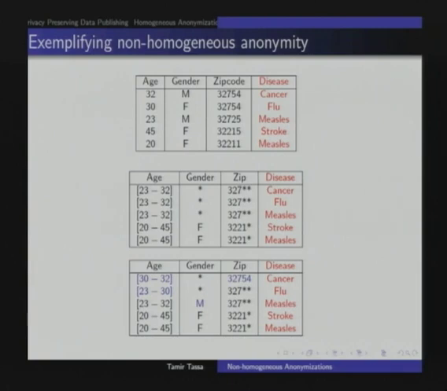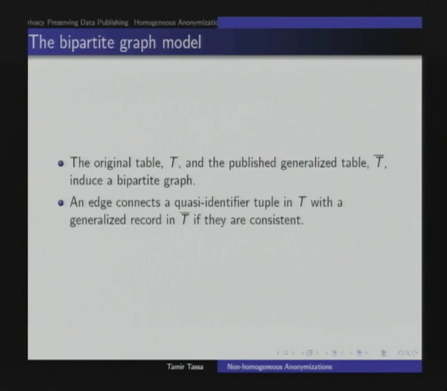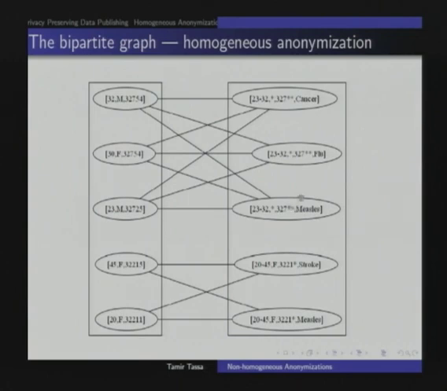So now let's explain. I said here that the table below provides the same level of privacy as the table here, and now I have to explain what I mean by that. The original table, let's call it T, and the published generalized table, let's call it T bar, induce a bipartite graph where an edge connects a record, or a quasi-identifier tuple, in T with a generalized record in T bar if they are consistent. So let's take this example. What you see on the left here is the list of quasi-identifier tuples of all records in the example that was shown 2 slides ago.